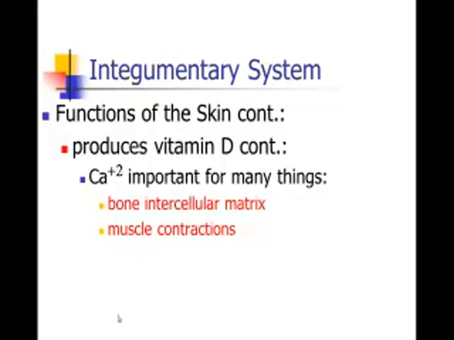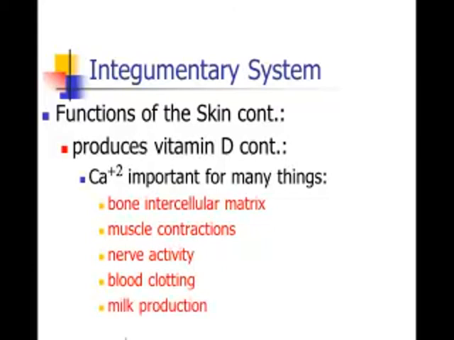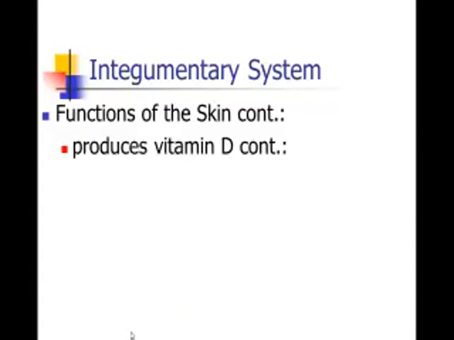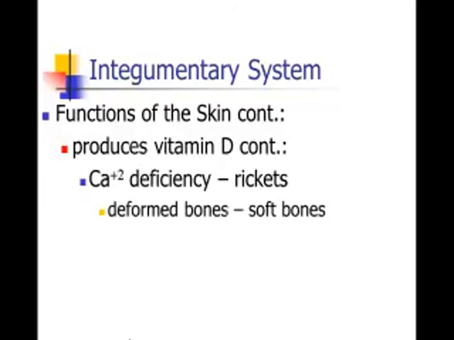Calcium is absolutely essential for muscle contractions, and for nerve activity, for example sending nerve impulses along nerves. Blood clotting, you have to have adequate amounts of calcium or your blood clotting will be depressed. And then obviously production of milk in lactating mothers. If you have a deficiency of calcium, you get a condition called rickets. Rickets leads to deformed bones. They are soft and don't support the body weight very well.